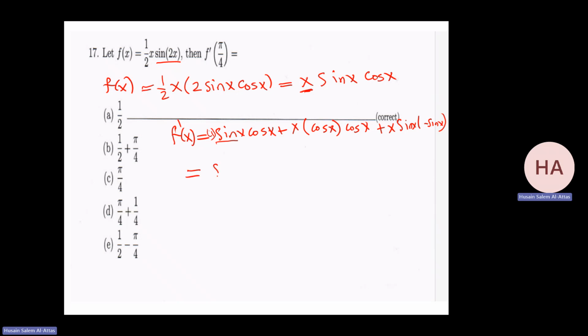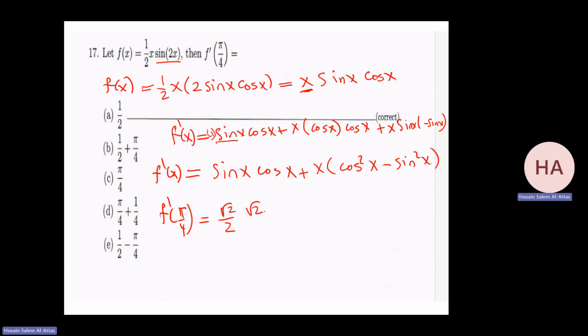I can simplify it. That will be sine x cosine x, and here I can take x as a common factor. I have cosine squared minus sine squared. Now he wants f prime at pi over 4. That gives me sine pi over 4, square root 2 over 2, cosine pi over 4, square root 2 over 2, plus pi over 4 times square root of 2 squared, that will be half minus half. So that is 0. So you have 2 over 4, which is half. That will be my answer.